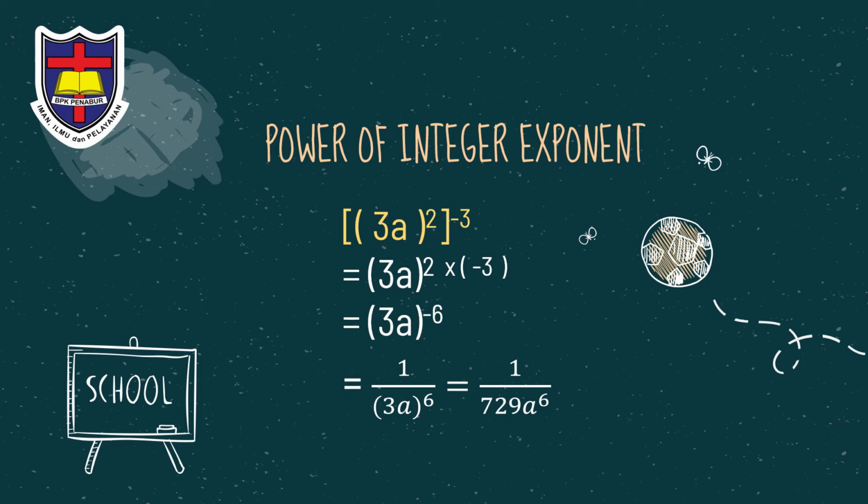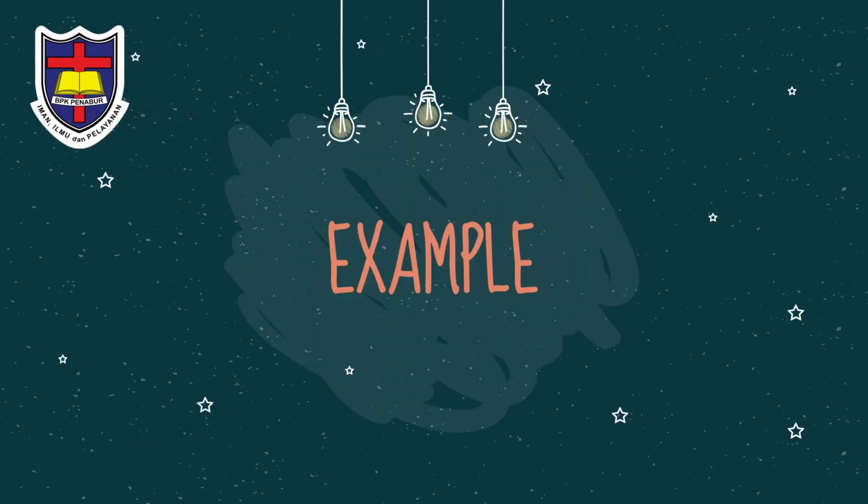Now we will expand 3a to the power of 6. So 3 to the power of 6 equals 729. Meanwhile, a to the power of 6 is a to the power of 6. So we have the result is 1 over 729 a to the power of 6. After we learn all of the operations, now we will see the example of it.